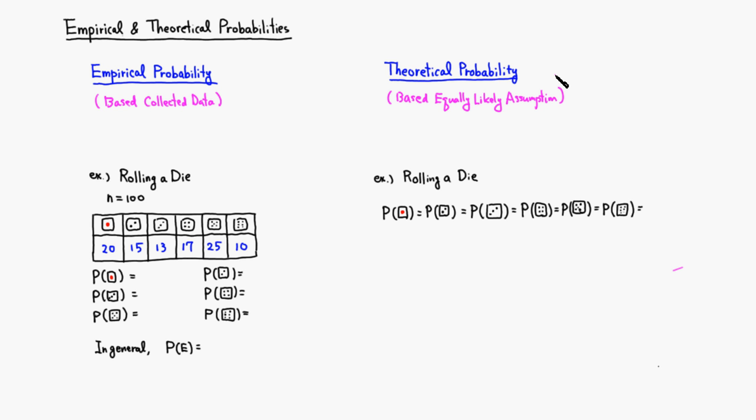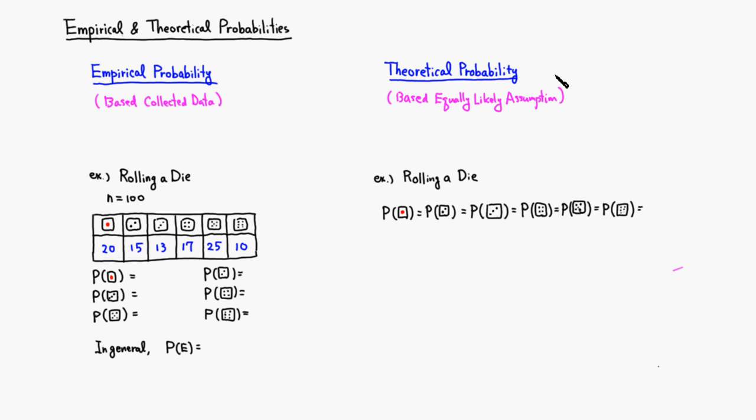All right, so let's look at the empirical probability first. Let's dive right into an example. Let's say you roll a die, just a standard die. So what we do is we do it sufficiently many times to collect the data. Let's say we roll a die 100 times. We get a 1 20 times out of 100, and we get 2 15 times, 3 13 times, 4 17 times, 5 25 times, and 6 10 times.